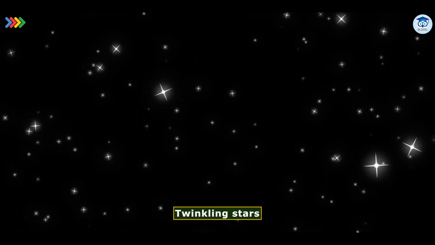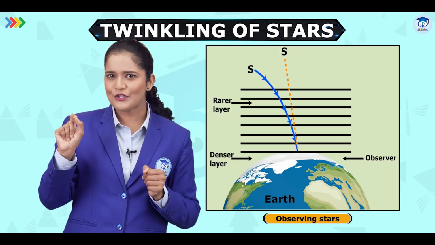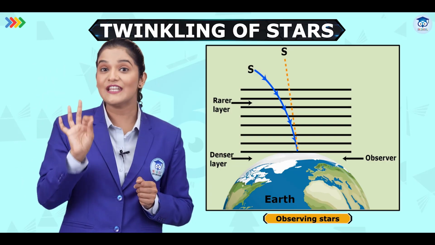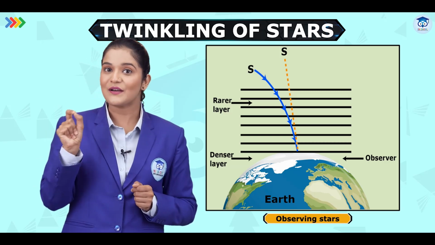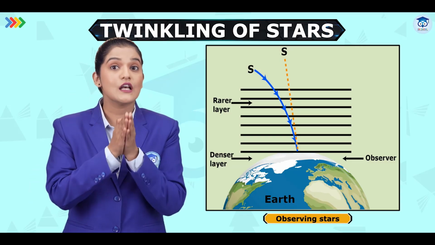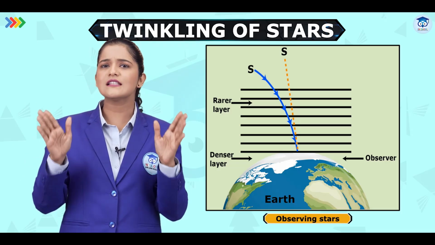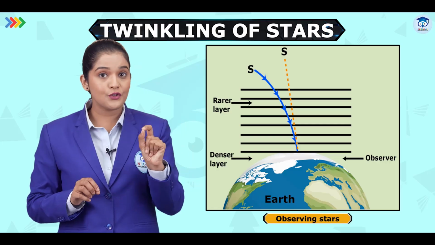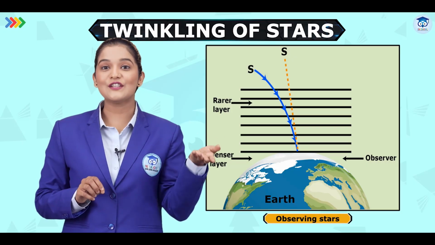This explanation is further supported by the following diagram. As light from a star enters the Earth's atmosphere, it travels through rarer to denser layers, bending slightly at each interface. This bending alters the light's path and makes the star appear in a slightly shifted position. However, since our eyes assume that light travels in a straight line, we perceive the star to be at this apparent position, not at its true one. As these shifts continue due to the atmospheric turbulence, we see the star's light flicker, giving rise to the twinkling effect.